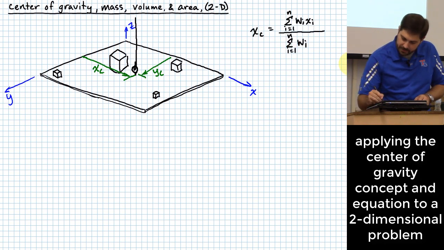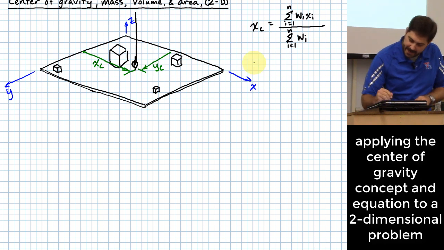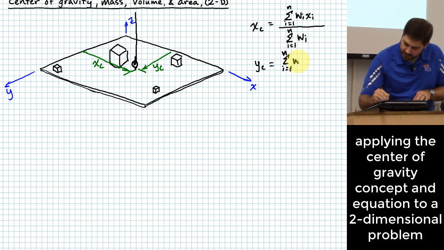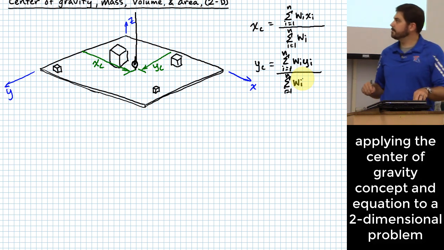So with our two-dimensional case, the only thing that happens here is that we add a y sub c, and it has basically the same format, right? All we have to do is say the sum for my index from 1 up to my total number of pieces of the weight of each piece times the y coordinate of each piece, all this divided by the sum over all of my pieces of the weight of each piece.